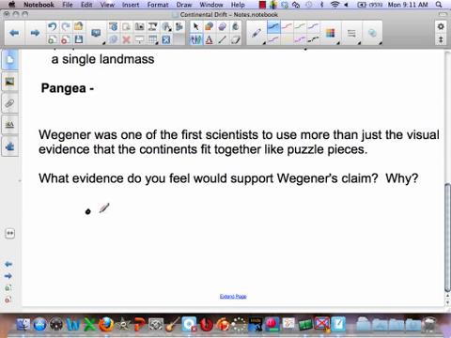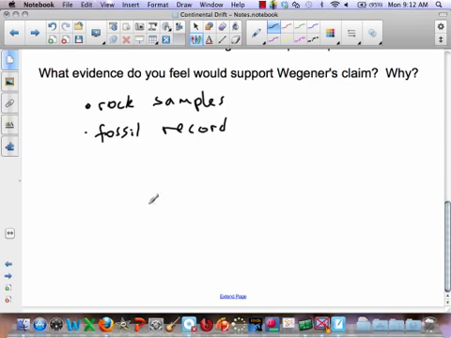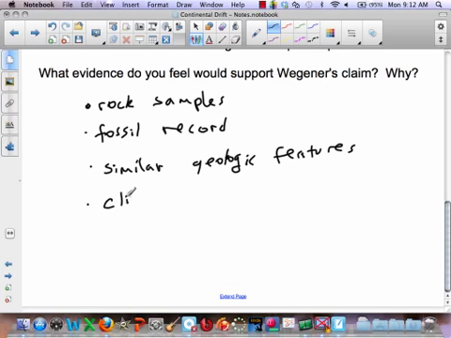So one of them, definitely, is the rock samples. You have the fossil record. Similar features in terms of geology. And then the last one, which is really important, is again looking at the climate.